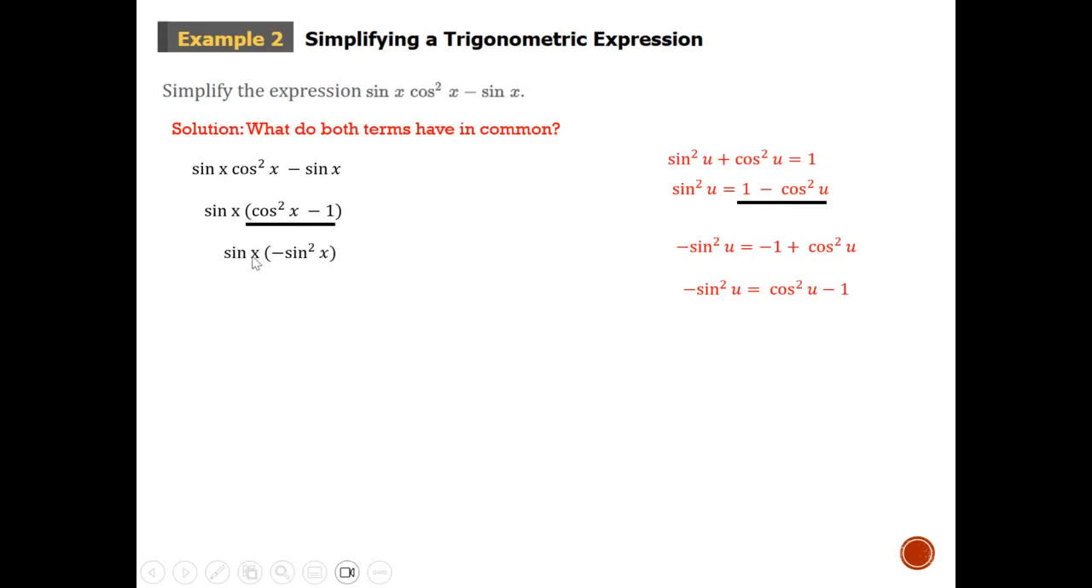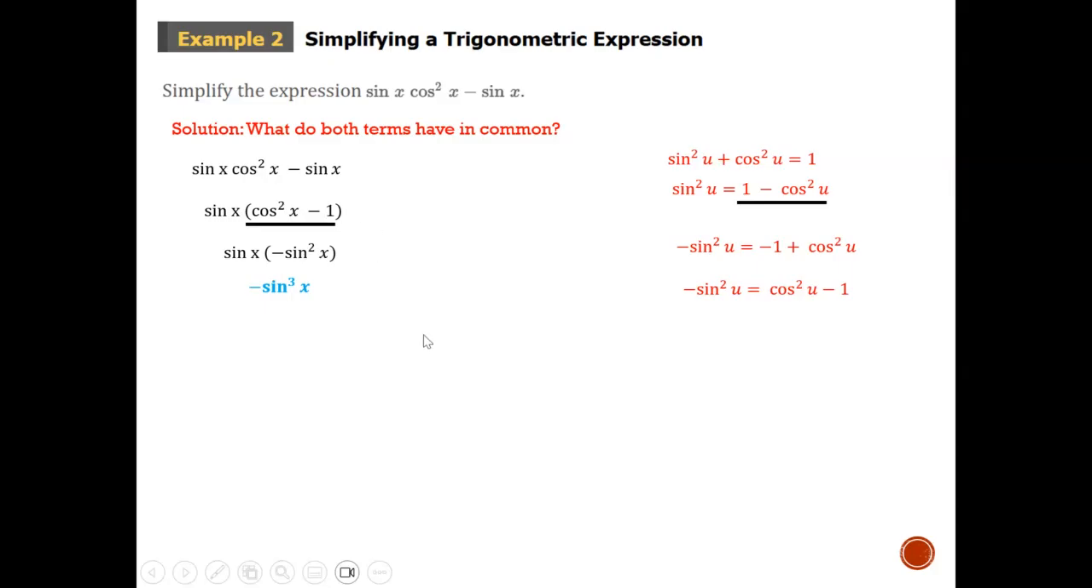Now, if we multiply these, we can. Here we're using the same base, right? When you have a base to a power times a base to a power, you add the exponents. So it'll be negative sine cubed x. That's your result, guys.